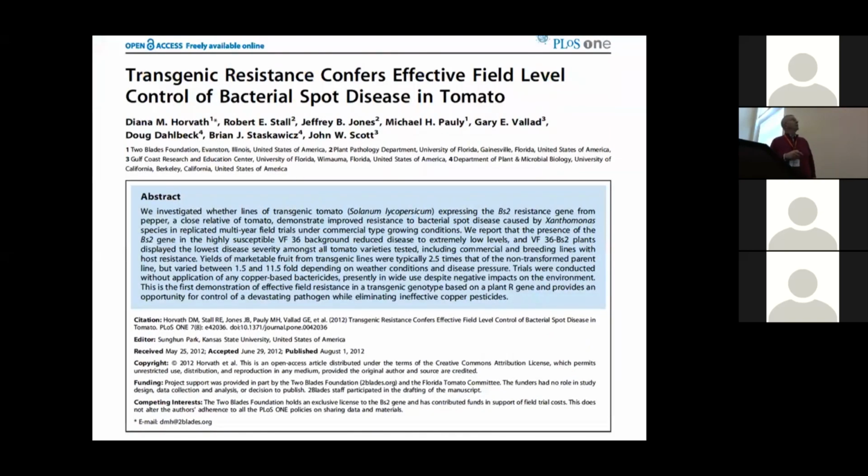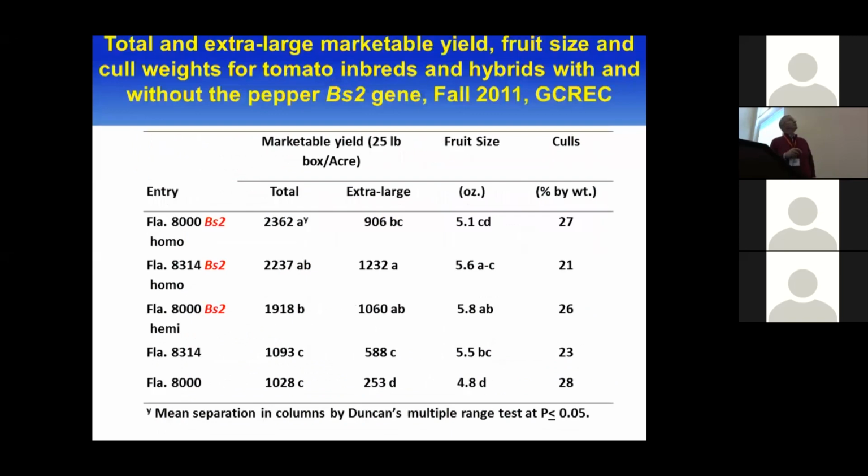And here it was published a couple of years ago. But what's more important is the total and extra large marketable hybrids actually came out in this particular field trial. So this is an extremely valuable gene, but the tomato growers said they would not use it because of acceptance of growers.